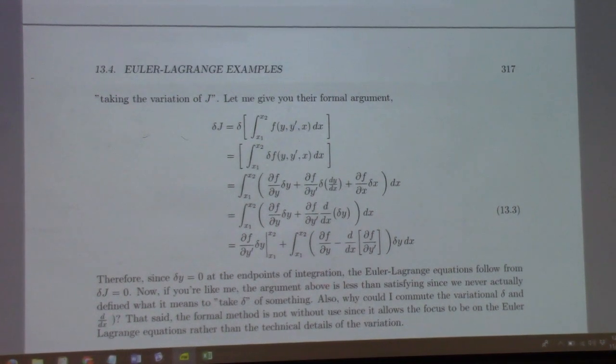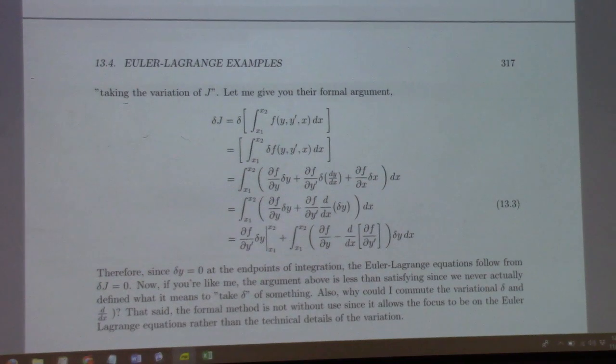And so when I asked a question like why does delta and d commute, they were not able to give me a satisfactory answer because it's formal nonsense. And I'm asking exactly the question which this method does not explain. So my previous section is really at least a first attempt at formalizing the variational derivative. But that's more or less how Lagrange thought about it.